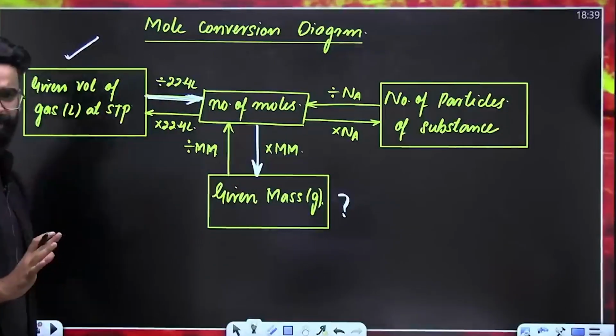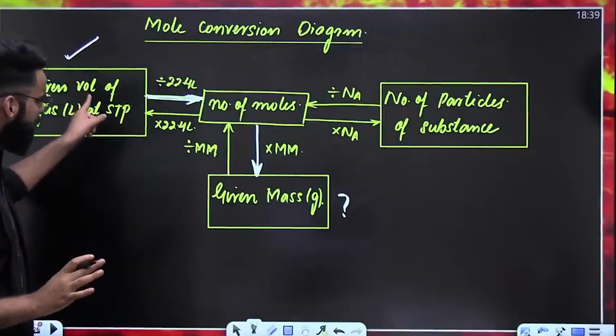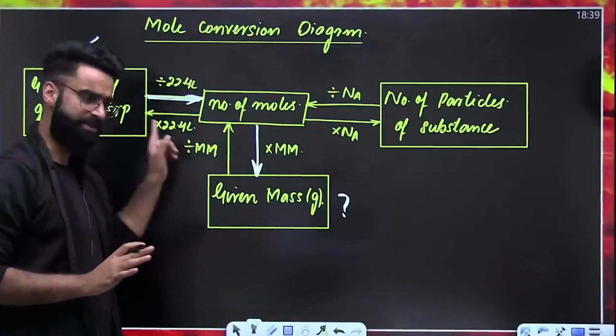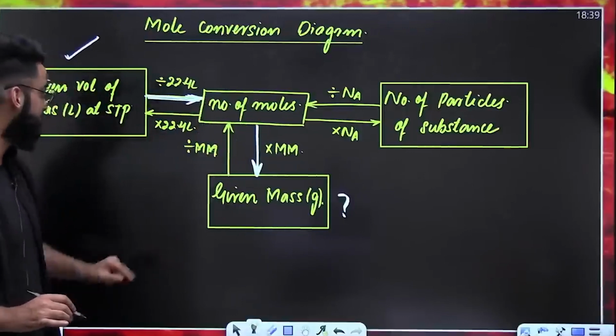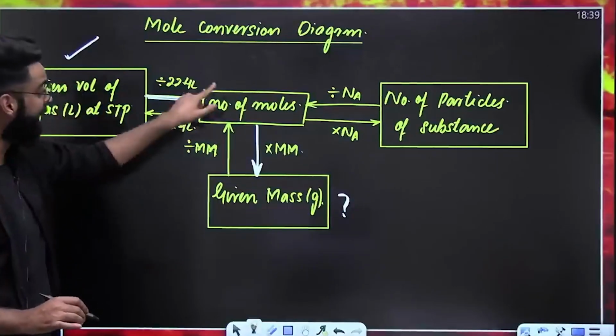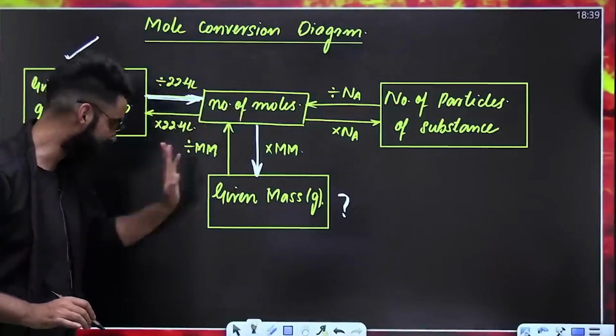Perfect. So two steps are there. I'll be starting from volume and I'll have to reach the mass. So start with volume, follow this arrow, then follow this arrow. So how many steps? Two steps. First step, convert volume into moles. Then convert moles into mass.